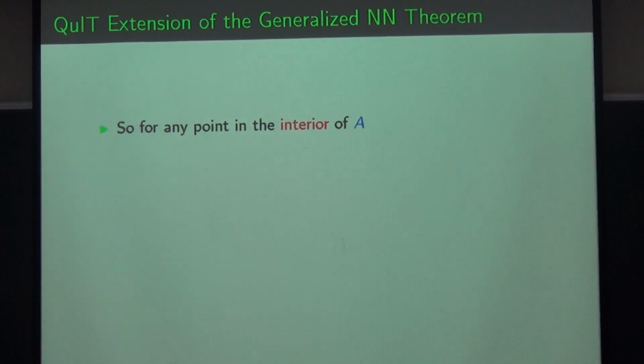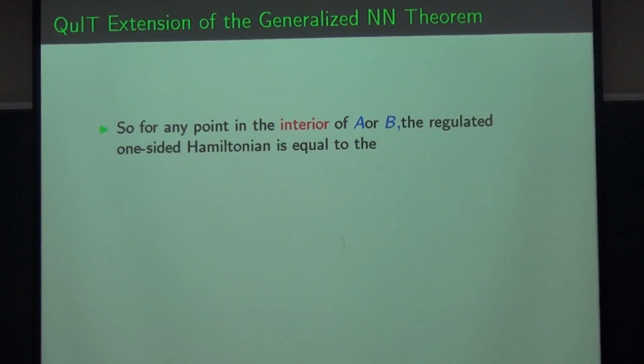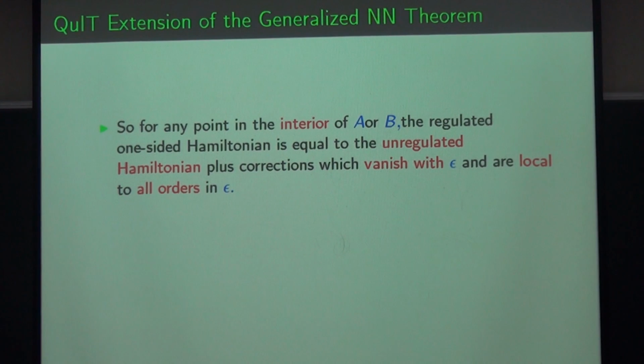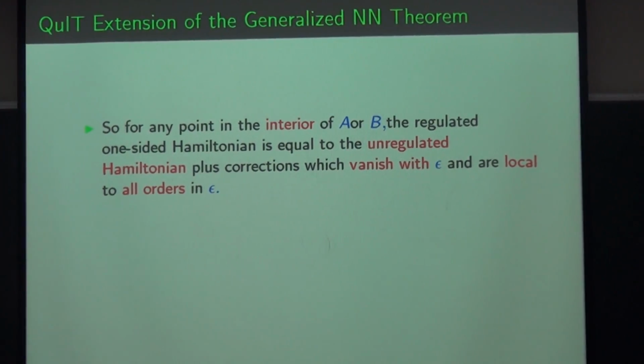So for any point in the interior of A or B, the regulated one-sided Hamiltonian is equal to the unregulated Hamiltonian plus corrections, which vanish with epsilon and are local to all orders in epsilon. So I should have said the unregulated Hamiltonian density. The regulated one-sided Hamiltonian density is equal to the unregulated Hamiltonian density plus corrections suppressed by epsilon for any point in the interior.